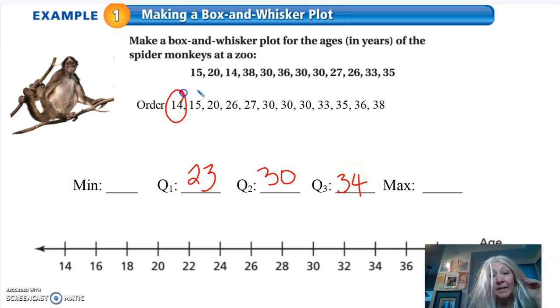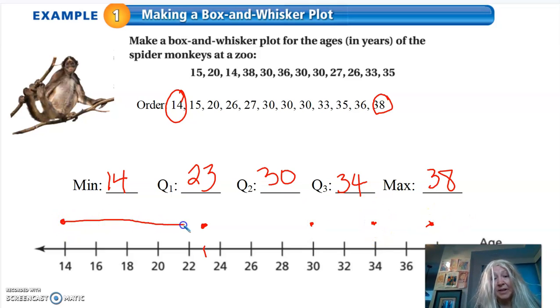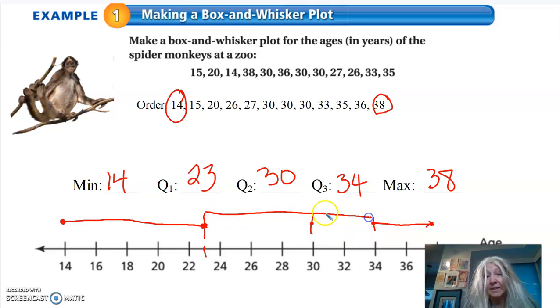With my data in order from least to greatest, the minimum and maximum, or the least and the greatest, are right there. Here's what we do. We put a dot on those 5 numbers. We have a number line that goes from 14 all the way to 38. That's why I made the number line that way. 23 is right in between 22 and 24. There's 30, there's 34, and there's 38. Remember, the 2 points on the outside are the whiskers. For the box, I do 1, 2, 3 vertical lines. That's the box in the middle.